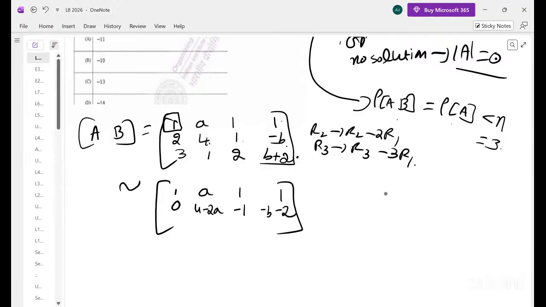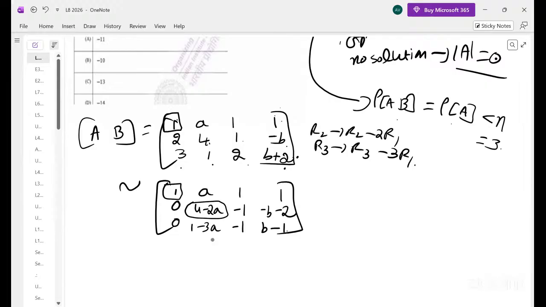You can do it roughly if you cannot do it directly. R3 minus 3R1: 3 minus 3 is 0, 1 minus 3 is minus 2, and B plus 2 minus 3, so B minus 1. This is the leader.